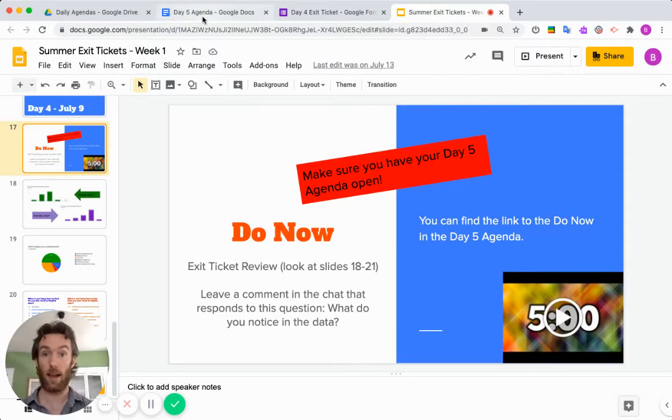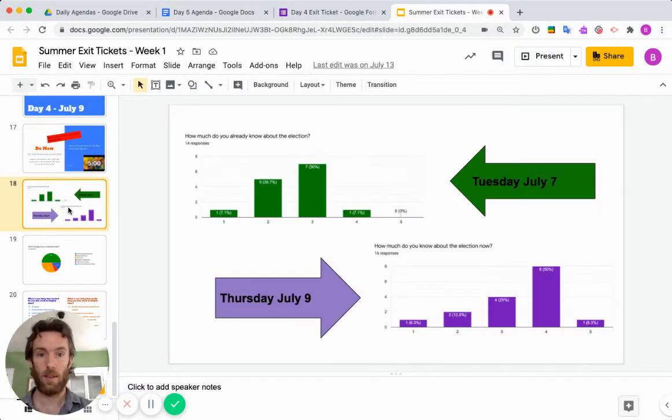So here's the do now that the students saw. They had to look at these 4 slides and just comment, what do they notice in the data from our exit tickets, and what does that mean for our class? And so you can see here, I asked the same question on 2 different days, one at the beginning of the week before we learned about the election in class, and then at the end of the week, what do they know about it now after we've studied for a few days?